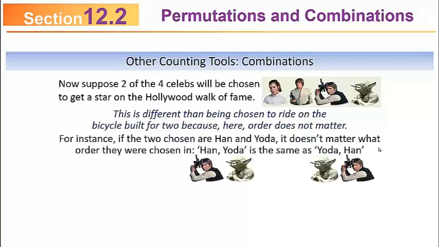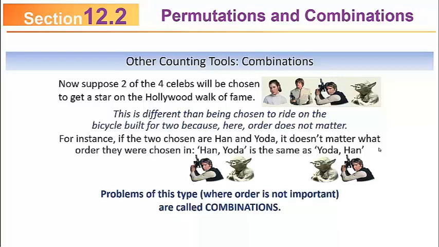It's an important distinction. So for instance, if the 2 chosen were Han and Yoda, it doesn't matter if I do Han Yoda or Yoda Han. In the example on the bicycle built for 2, it did matter. It decided which one was on the front of the bike. But for the stars, it doesn't matter. Problems like that, where the order doesn't matter, have a special name. It's called a combination. Those types of problems are combination problems.